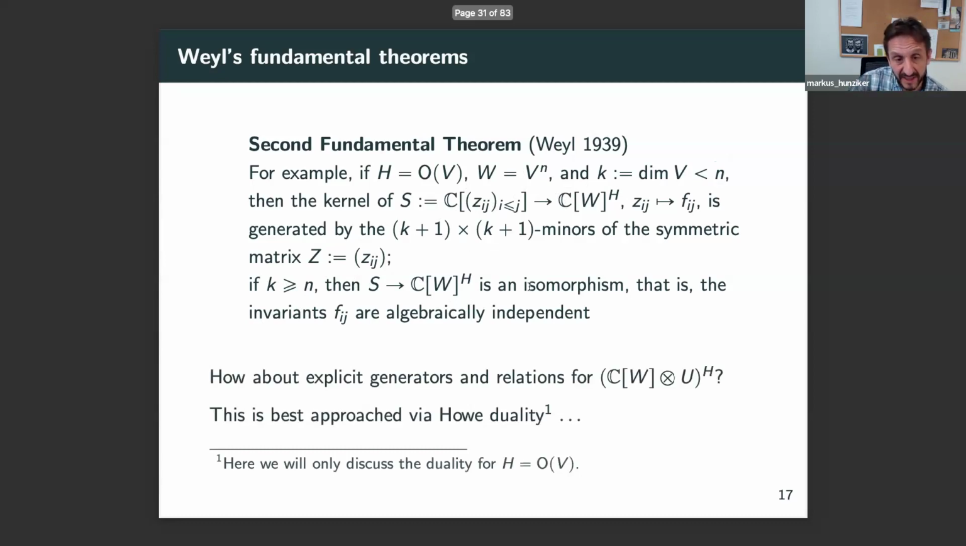So can you do the same thing for modules of covariants? Can you find explicit generators and relations for modules of covariants? And I will address this by using Howe duality. Usually people don't think of Howe duality in that way, but I will use Howe duality to address these classical problems of invariant theory. And for the sake of simplicity, I will only consider the orthogonal group here. The other groups are basically the same. I just want to keep it a little simpler.